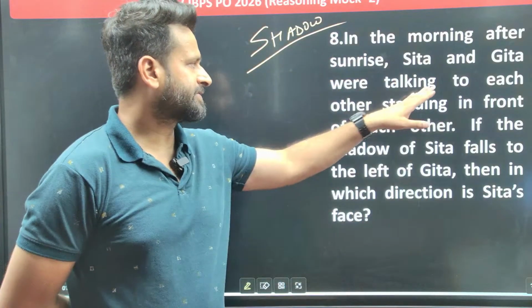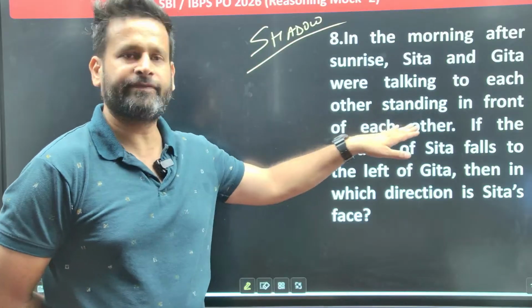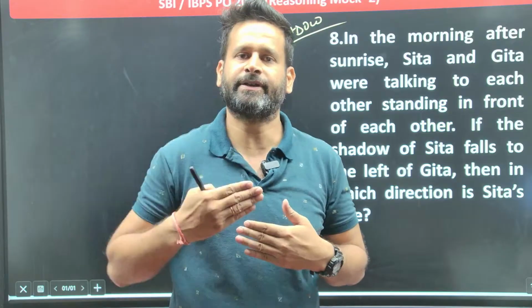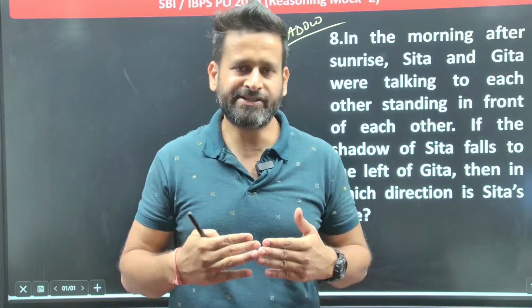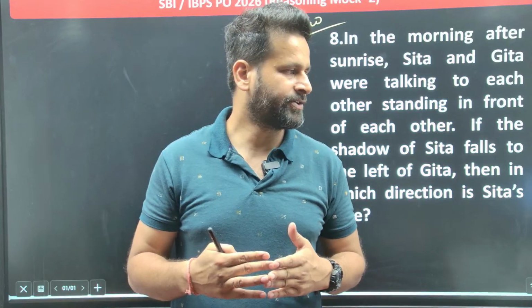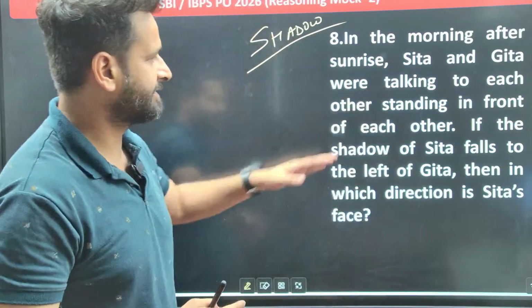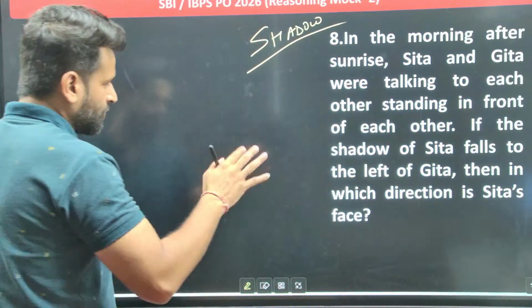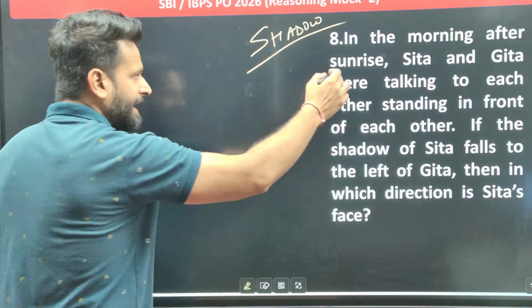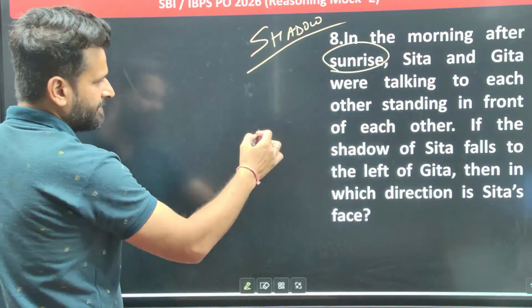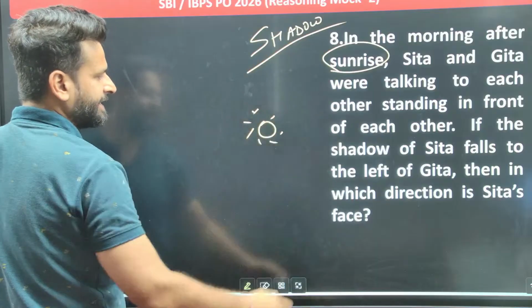Sita and Geeta are two persons talking to each other, standing in front of each other. For example, right now, I am facing you, you are facing me. So we both are facing towards each other and we are talking, right? Sita and Geeta. So, how to solve this question? The time is morning.